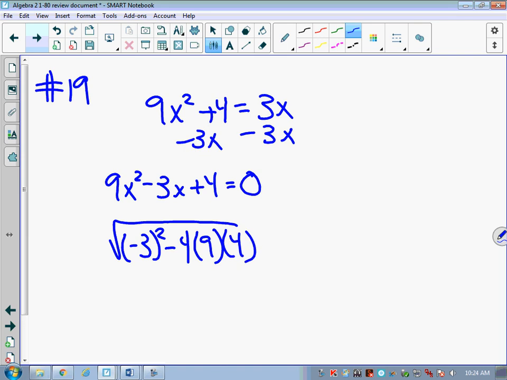What's negative 3 squared? 9. Okay? So I've got negative 4 times 9 times 4. Should be a negative number. Negative what? Louder. Negative 135.